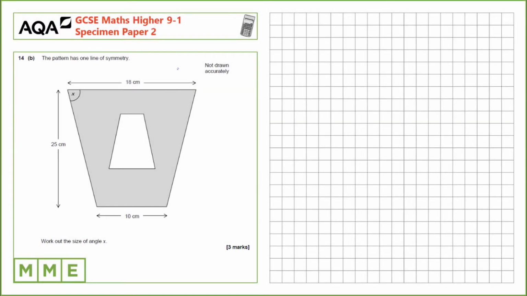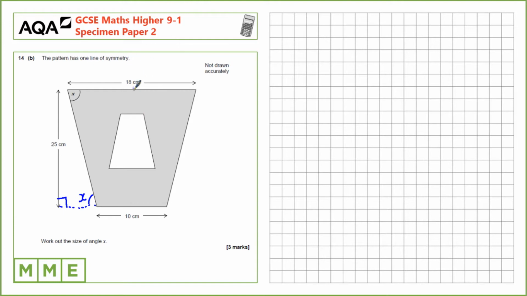14b. The pattern has one line of symmetry. Work out the size of angle x. So here's angle x, and we know that these two lines are parallel since we have a trapezium. So if we extend this to here, that has to be angle x as well, since these are alternate angles. We have a right angle there. If we knew this side length here, we could use trigonometry to calculate the value of angle x.